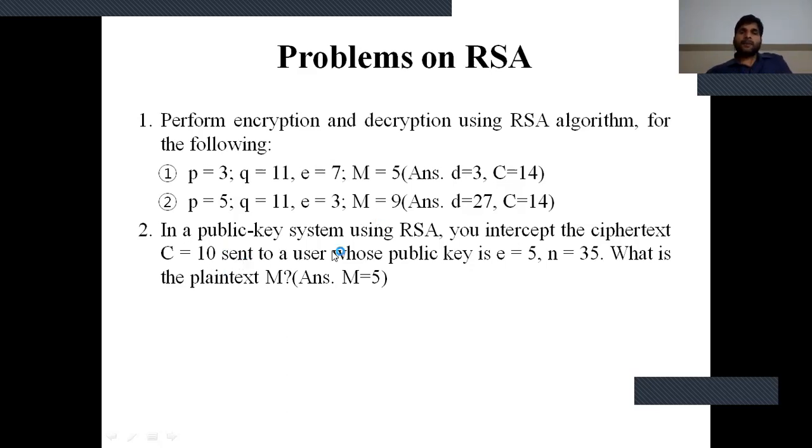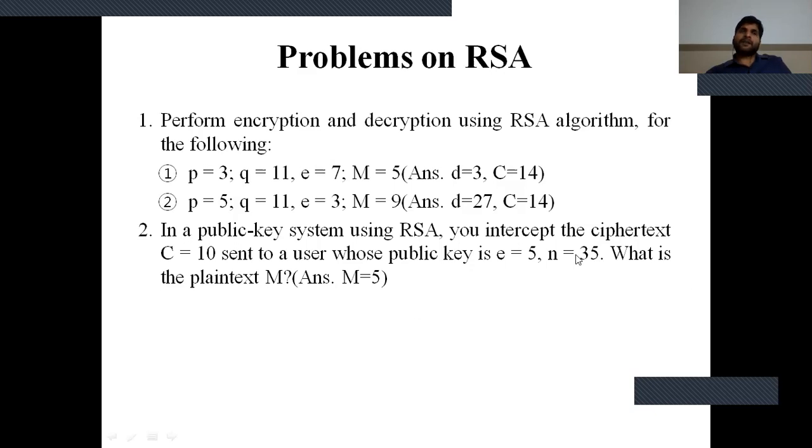Next question: in a public key system using RSA, you intercept the ciphertext equal to 10 sent to a user whose public key is equal to e equal to 5 and n equal to 35. What is the plain text M? How will we solve the answer? First we find the factors of 35. 7 into 5 are the 2 prime number factors of this.